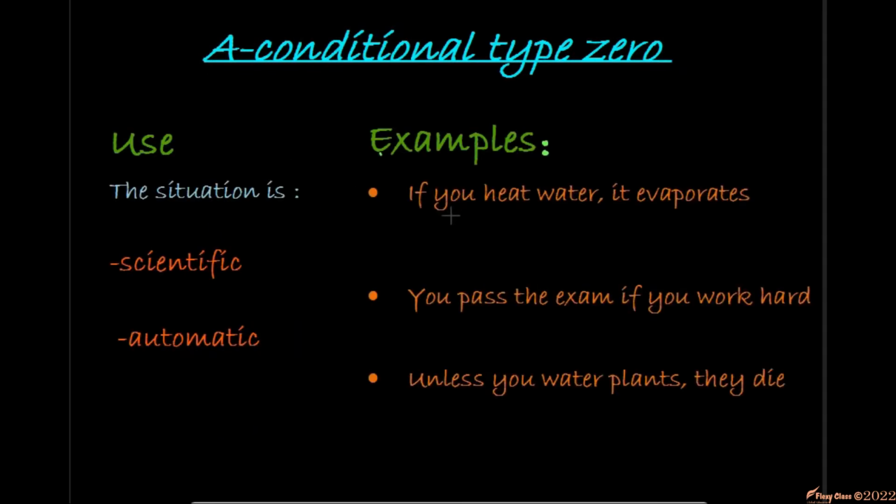Here we have some examples. This is the if clause: if you heat water. The verb in this clause is in the simple present. Heat, it's the simple present. If we heat water, it evaporates. Evaporates is the verb, and it's also in the simple present. The comma: if we want to remove the comma, what do we say? Water evaporates if you heat it.